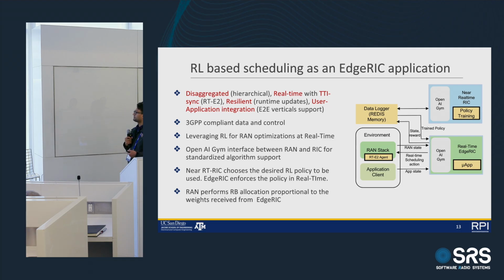There is a data logger or Redis database that is being implemented at the higher-order RICs, and then there is a near real-time RIC which has a training policy. So again, it provides 3GPP compliant control and data. It leverages RL for RAN optimization, and there is an OpenAI Gym interface for having a large-scale AI database that you can maintain for training and testing.